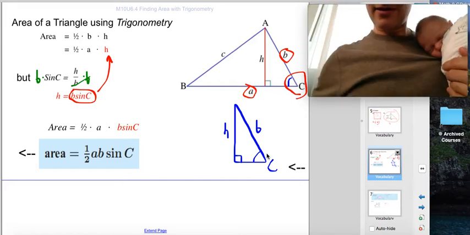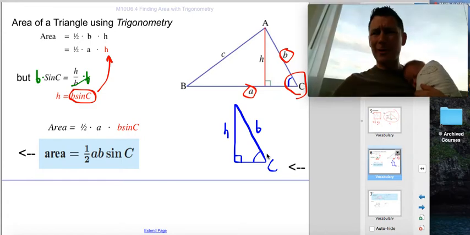What are we? 4 days old? We got better things to do than that.